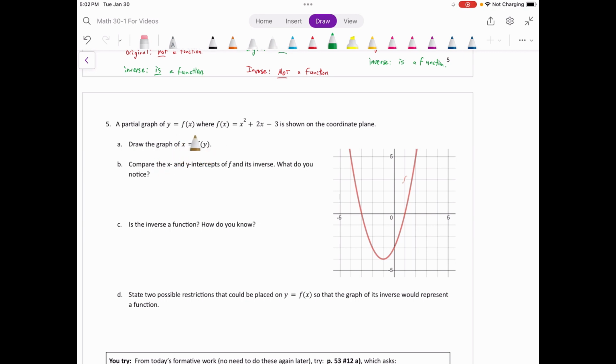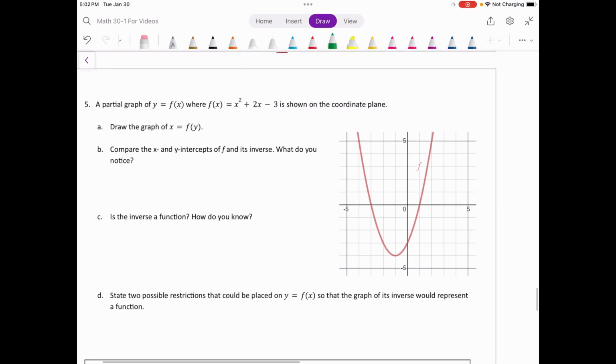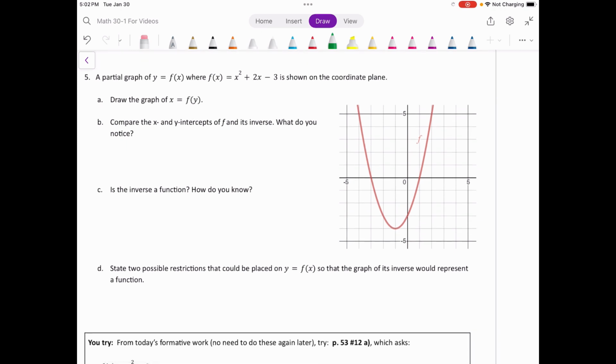So remember, that's just one of the few ways that we can represent taking the inverse, finding the inverse relation or function. In this case, I'll quiz you: will the inverse of this be a function? No, right? We can tell a couple ways. This would fail the horizontal line test. Its inverse will not be a function.